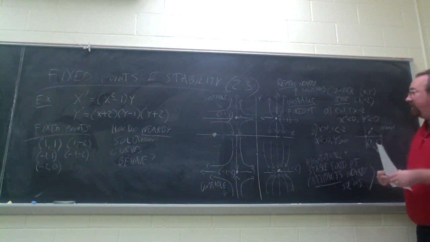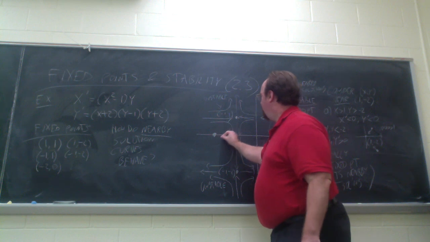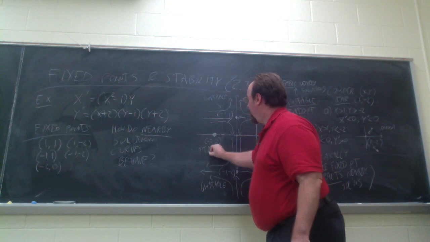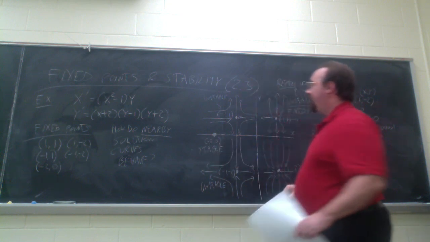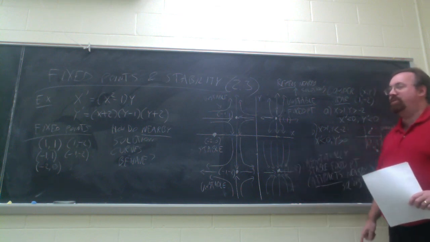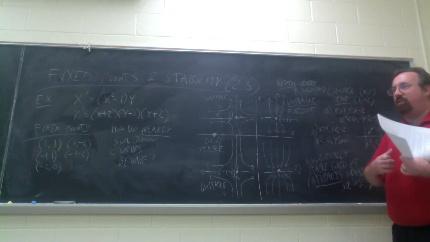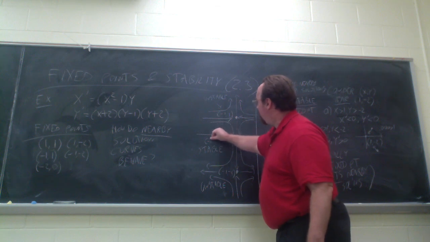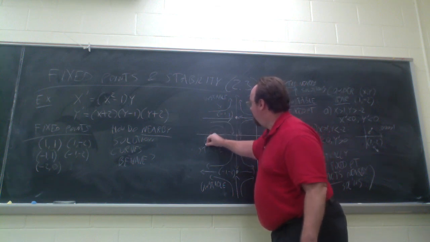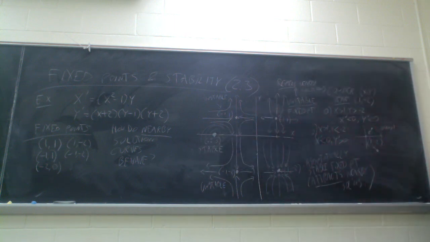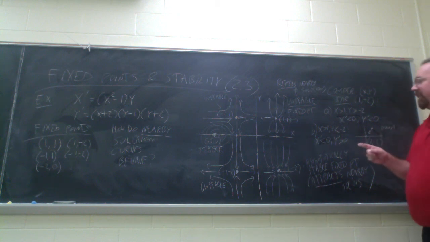And then finally, at this fixed point, minus 2, 0, this is stable, but it is not asymptotically stable like this one down here. This one attracts all solution curves to it. But here, nearby solution curves are neither attracted nor repelled. They orbit the point. So if you're close enough to minus 2, 0, the solution is neither attracted nor repelled. And I can show you what this looks like algebraically.